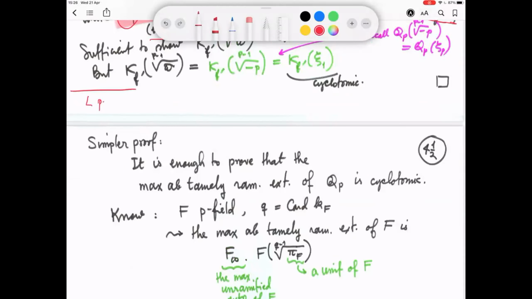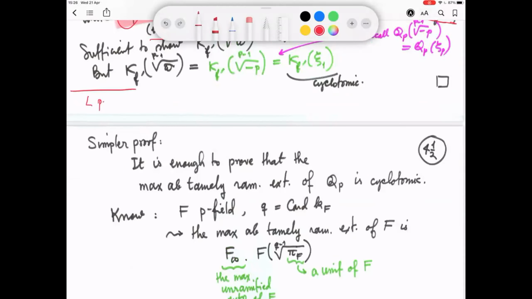Okay. So now I need to recall something which we had done. I'm not recalling it from any of your other courses. This is something which we had done in our own course. It's a purely algebraic result, and it talks about cyclic extensions of degree p of a field.